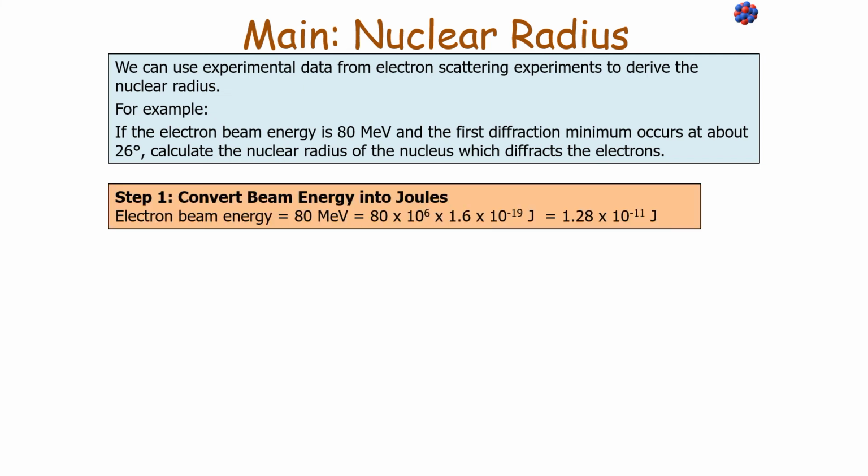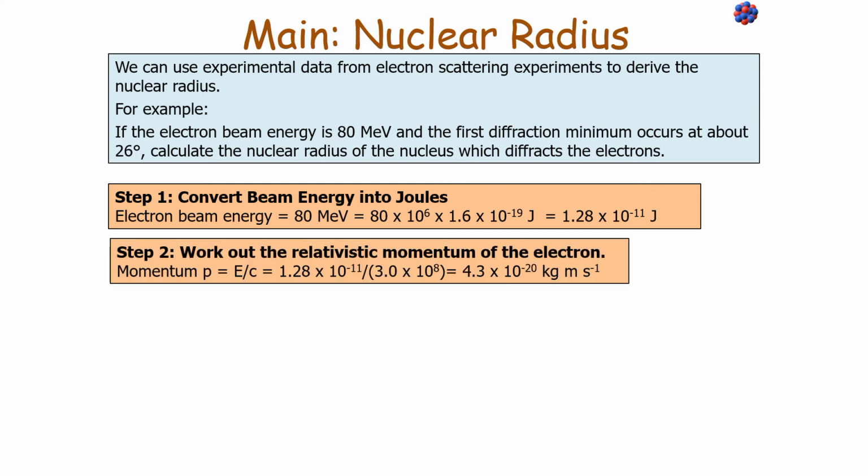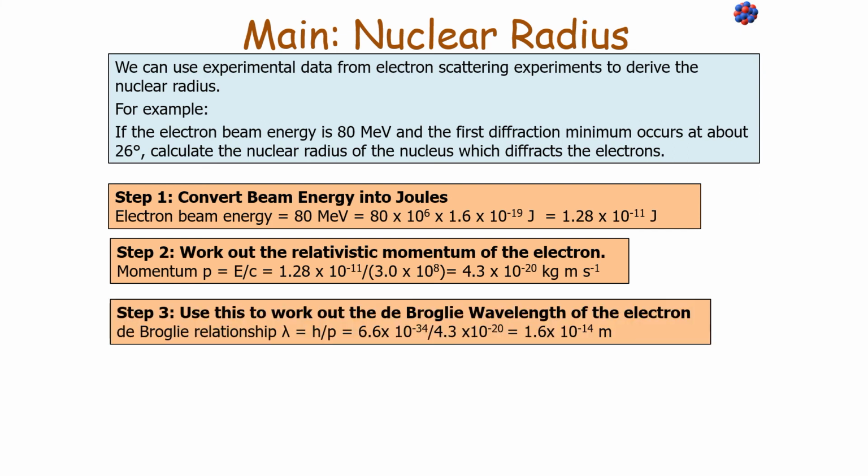The first step is converting your beam energy from MeV into joules. That conversion is by firstly converting MeV into eV, which is times by 10 to the 6, then multiplying by 1.6 times 10 to the minus 19 to get it into joules. The second step is then to work out the momentum of the electron. The momentum of the electron is P equals E over c, where c is the speed of light. So we take our energy and divide it by the speed of light to get our momentum. We can then use this to work out the de Broglie wavelength of our electron, because the de Broglie wavelength is equal to Planck's constant, 6.63 times 10 to the minus 34, over the momentum which you've just worked out.